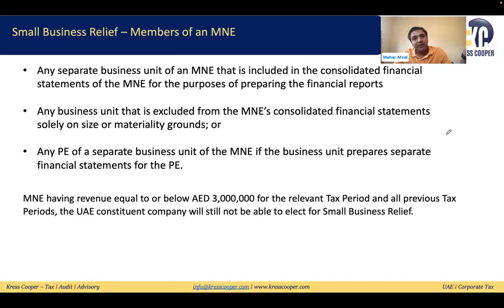And the third category is the PE of a separate business unit of the MNE, if the business unit prepares separate financial statements for the PE. So these are the areas where the entities cannot go and opt for the small business relief. MNE having a revenue of more than 3 million. This is the same thing that we discussed as well. Any PE of a non-resident person cannot opt for it, but one exception is there. I have already discussed it in detail.